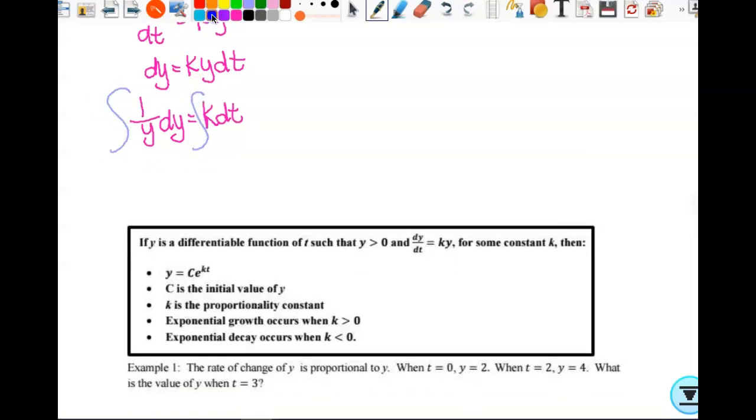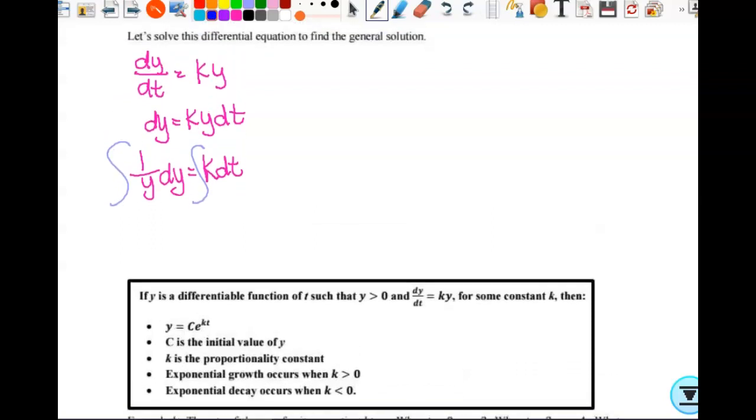So when I integrate, how do I integrate 1 over y? Natural log of the absolute value of y, right? That's equal to k times what? t plus c, right? Because k is a constant. Everybody with me? Okay, so we're looking for the general solution, which means we have to solve for y all the way because we don't have anything to substitute in.